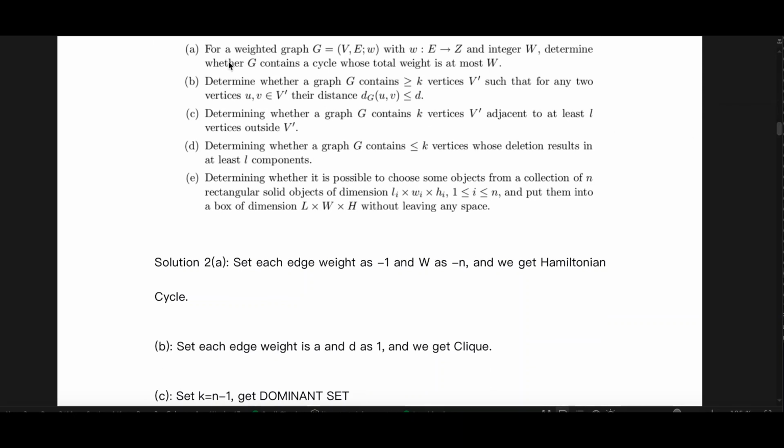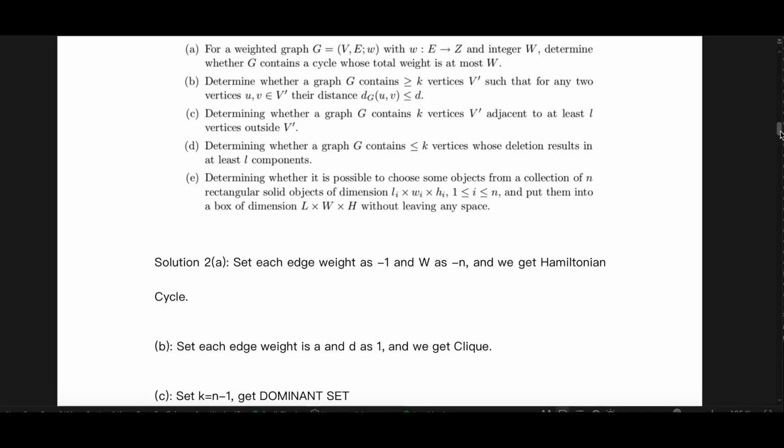The first question is: for a weighted graph G = (V, E, W), with W: E → Z, and an integer W, determine whether G contains a circle whose total weight is at most W. The answer is that if we set each edge weight as -1 and W as -n, we can get the Hamiltonian circle, and it is, of course, NP-complete.